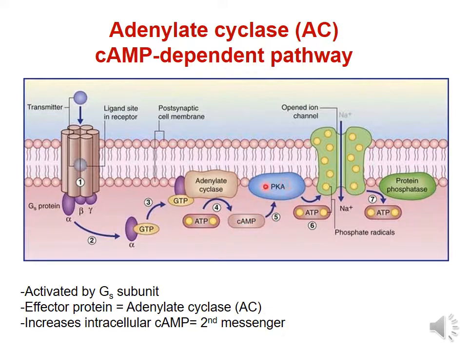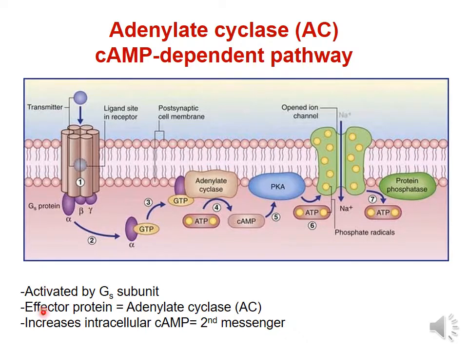which goes and activates a protein kinase called protein kinase A, which converts or phosphorylates different proteins and increases the concentration of ATP, which results in the opening of different ion channels. This process is stopped by a protein phosphatase that is adjacent to these channels that dephosphorylates the protein and causes the ion channel to close.